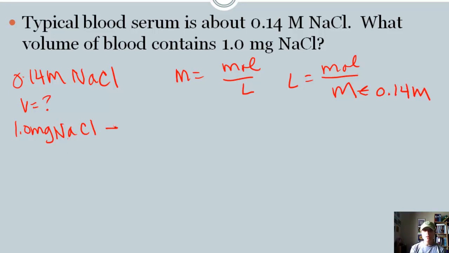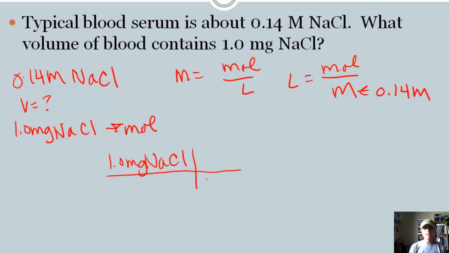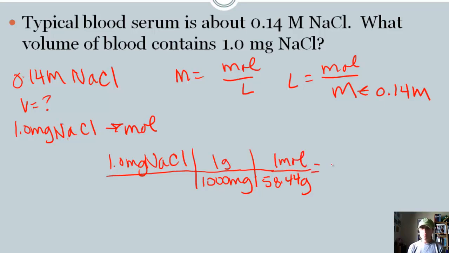I need moles. Here I have milligrams, so I know I need to get this to moles in order to use it in my equation. I've got 1 milligram of NaCl. To get moles, going through grams per mole, we need grams. So 1,000 milligrams is 1 gram, and the molar mass for NaCl is 58.44 grams in 1 mole. If we calculate that out, it's 1.71 times 10 to the negative fifth moles of NaCl.